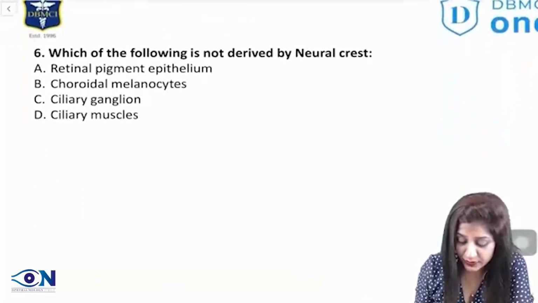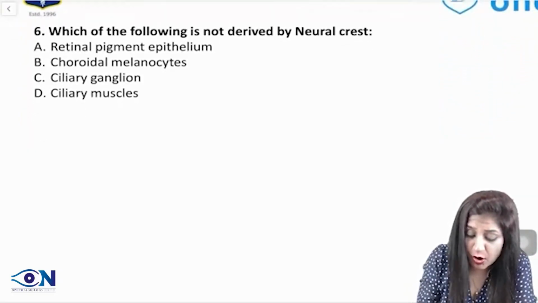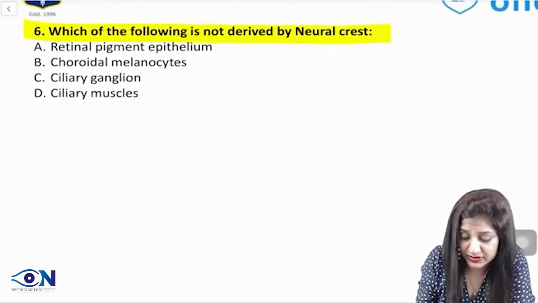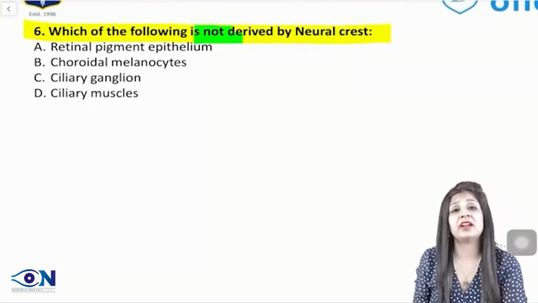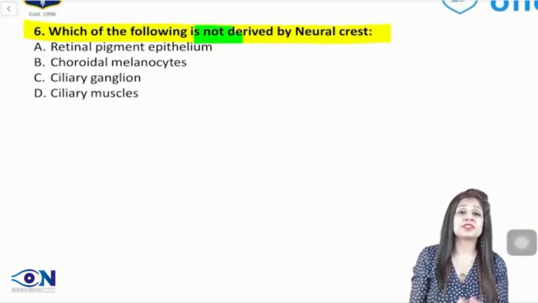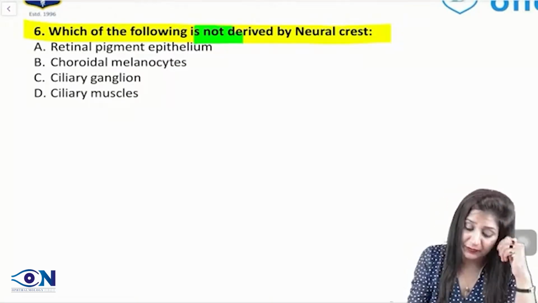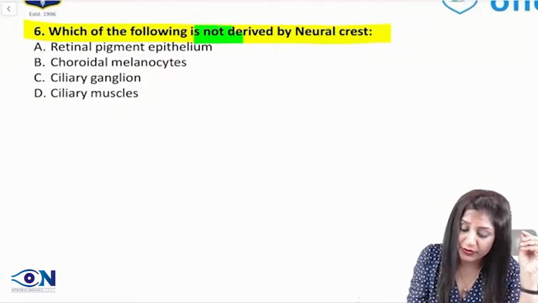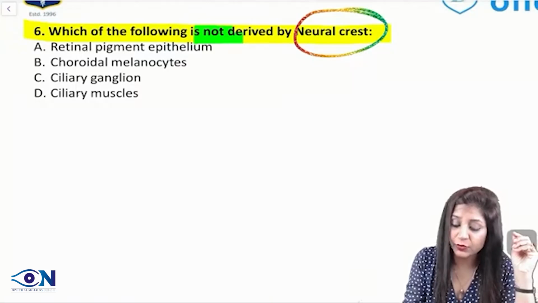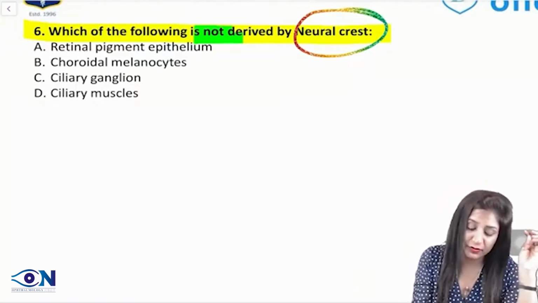Now going to the next one. Which of the following is not derived from the neural crest? This is a direct question, and this we very well do in our first chapter, that is the anatomy and the development. Can you see? So when we go with the derivatives of the neural crest, what are the derivatives of the neural crest?